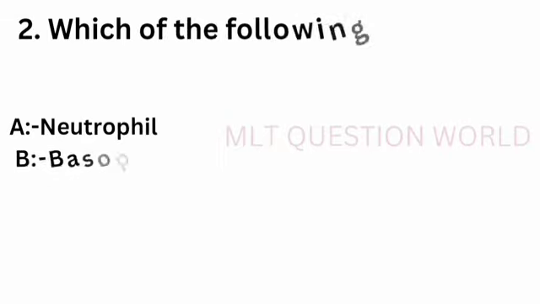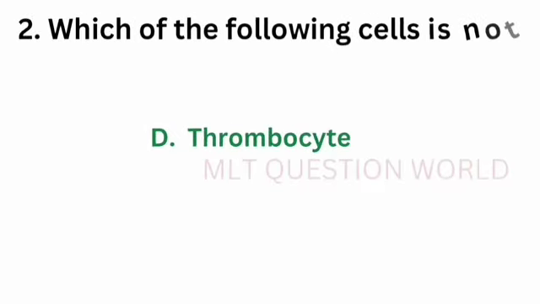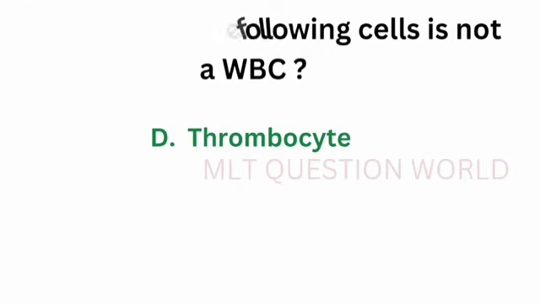Question number 2. Which of the following cells is not a WBC? Option A neutrophil, option B basophil, option C monocyte, option D thrombocyte. The correct answer is option D thrombocyte. Neutrophil, basophil and monocytes are white cells, but thrombocyte is not. So the correct answer is option D thrombocyte.